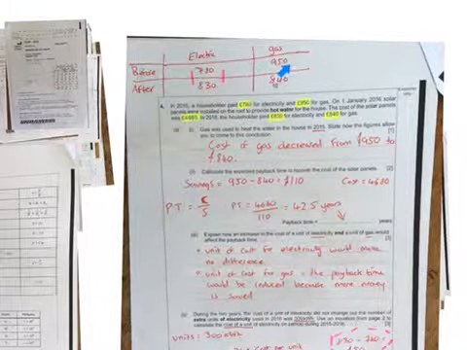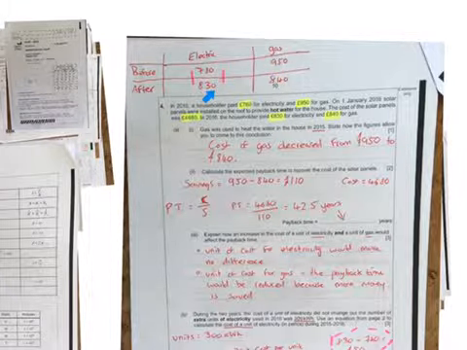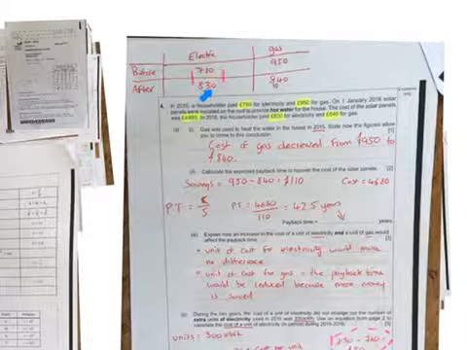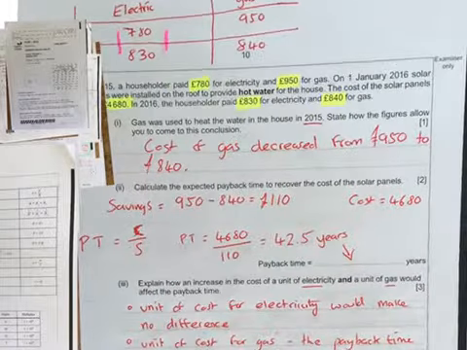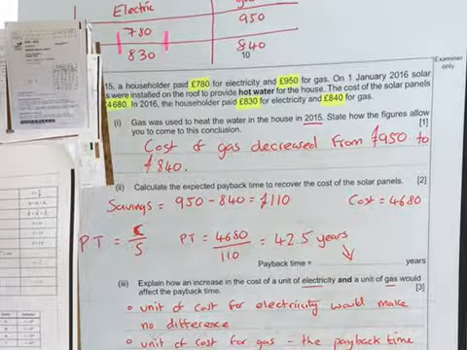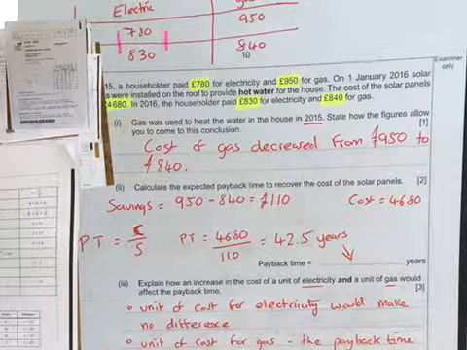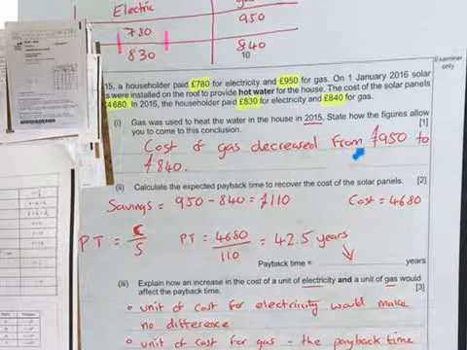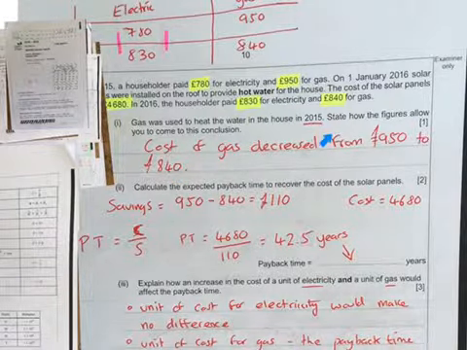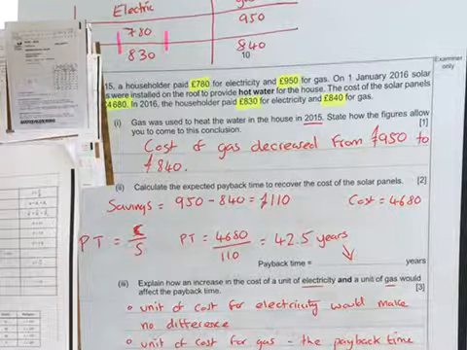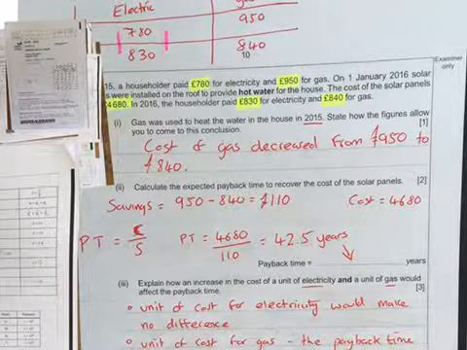Then after, he was paying £830 for electric, so it makes no difference to his electricity bill, but it does make a difference to his gas bill. And it says here, gas was used to heat water in the house in 2015. State other figures allow you to come to this conclusion, because the cost of gas decreased from 950 to 840 in that time. So we can show that there. It went from 950 to 840.